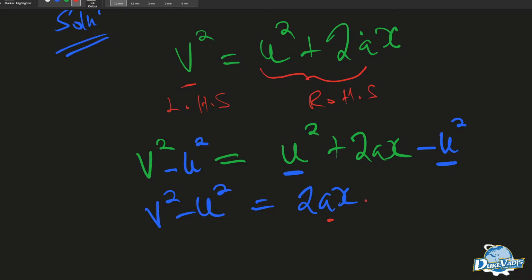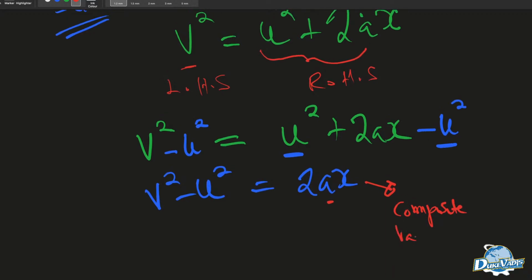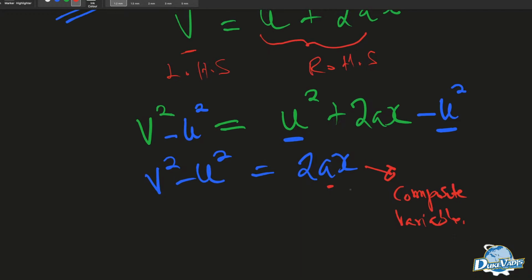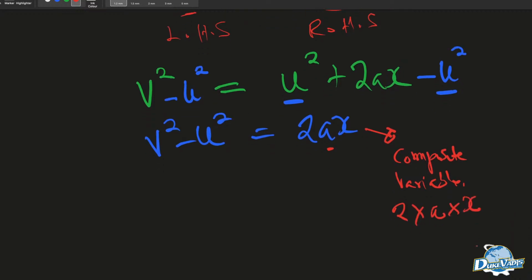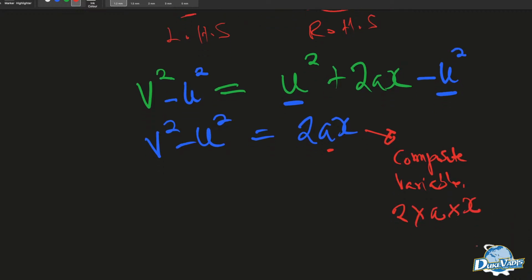We have seen something we met earlier. There's a composite variable, because they are multiplying. The meaning is 2 is multiplying a and is multiplying x. Okay? So we're not scared. Since we want this a alone to stand, then we have to divide both sides by 2x.